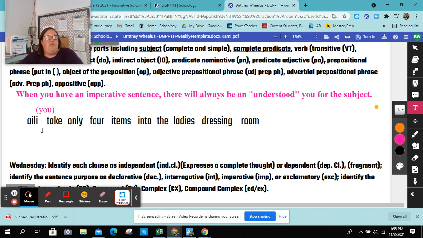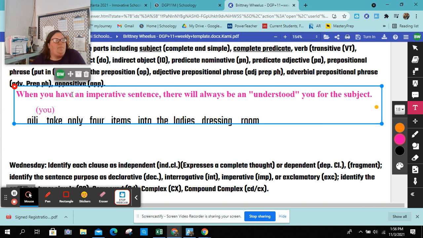Okay. The first note you need to take is when you have an imperative sentence, there will always be an understood you for the subject. This must be answered on your hard copy in pencil, and you must also type your answers into the computer. Once you get that sentence written, you are going to insert that understood you. It's kind of invisible, but for learning purposes, we're going to put it in so that you know it's here.